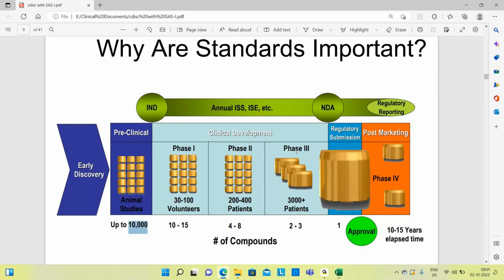So your regulatory will go through all these points and they will approve your product. Right. Next, they will approve the product in the market. So from that time they will get some 10 to 15 years elapsed time to sell the product in the market. So for the next 10 years, you can sell your product at whatever price you want.